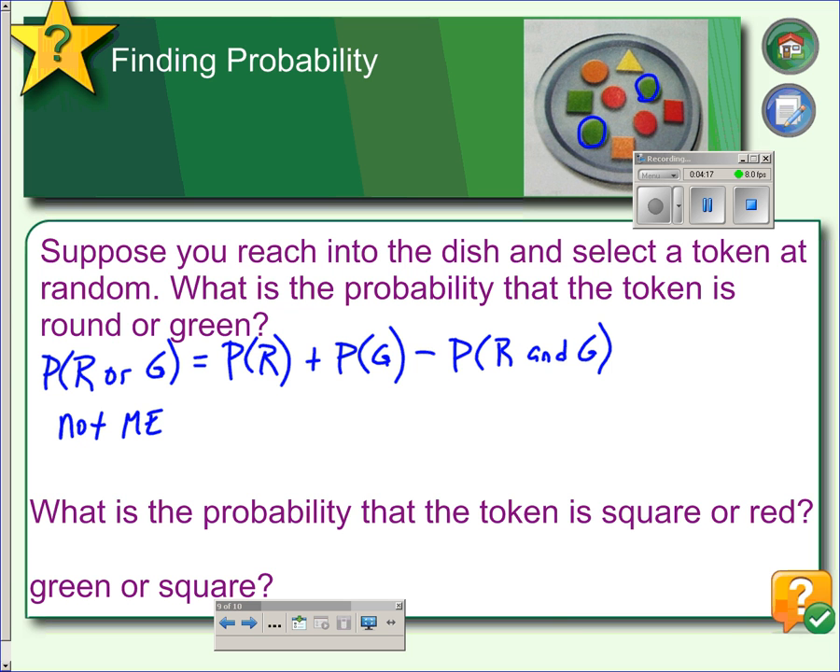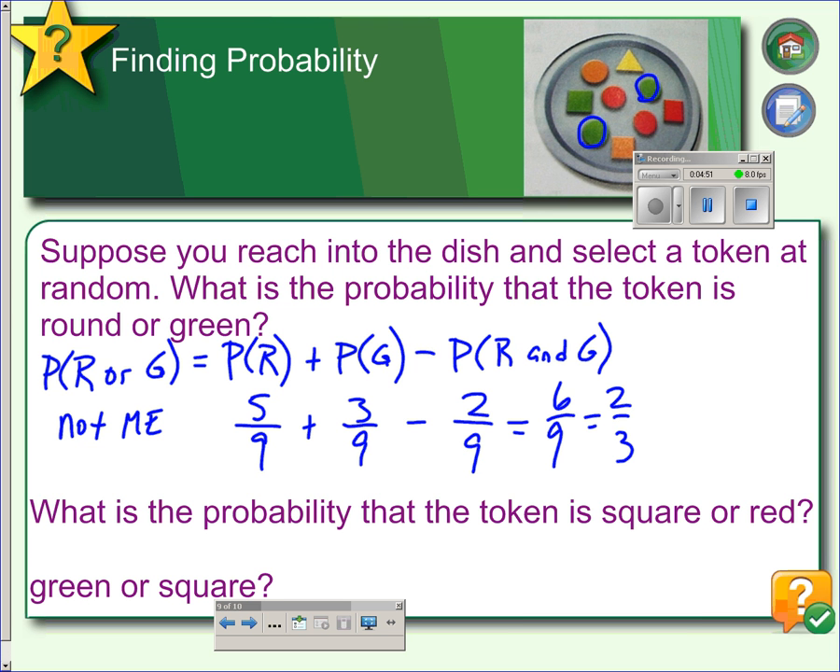So there are 5 round ones, and there are 3 green ones, and there are 2 that are both round and green. And altogether there are 9 items in the dish. So we would do the math like this. 8 minus 2 is 6, and that reduces to 2/3. So the probability we get round or green is 2 out of 3.